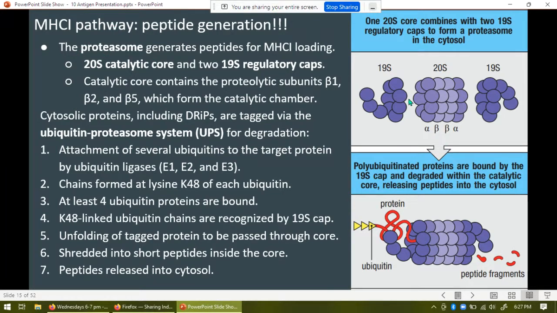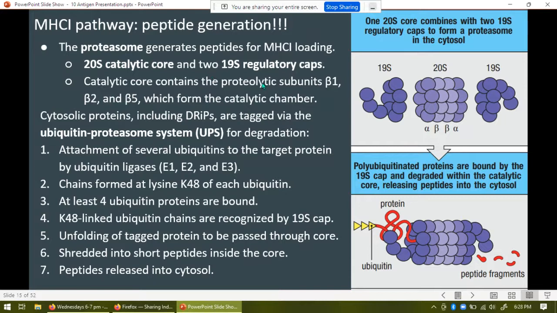The proteasome is a multi-protein complex composed of 2 19S caps and a 20S basically proteasome. The catalytic core is the 20S component. Okay, so the proteasome generates the peptides for loading onto MHC I proteins. And it's composed of the 20S catalytic core and 2 19S regulatory caps. So the catalytic core is actually composed of beta 1, beta 2, and beta 5, and those are the proteolytic subunits. They form the catalytic chamber. They actually do the cleavage of proteins into peptides.